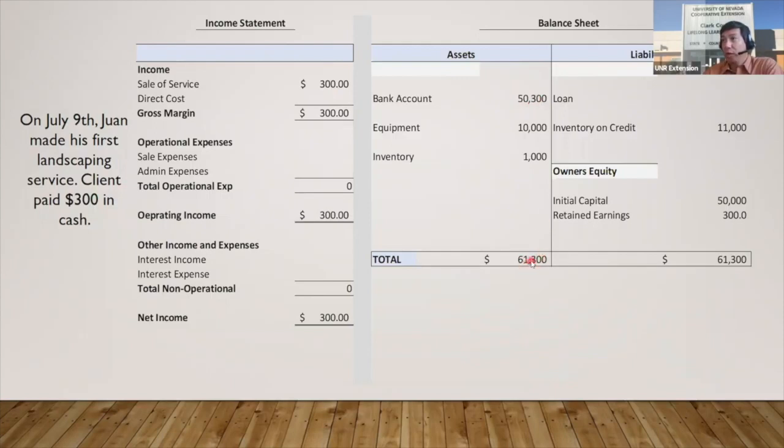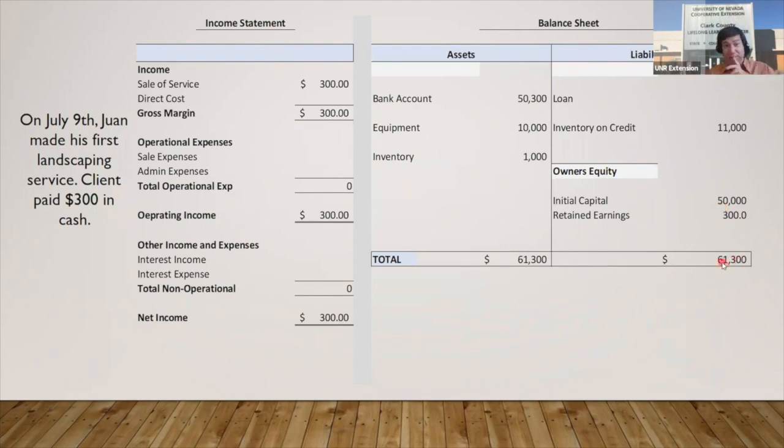The 61,300, how I came up with this on the owner's equity side, is because we take into account what happens in the income statement. I made income, I made money, I didn't have any expenses, therefore I have a profit of 300. So that 300, what is it? It's retained earnings, or earnings, profit. So it goes into the owner's equity, 300. That will keep things in balance, okay?